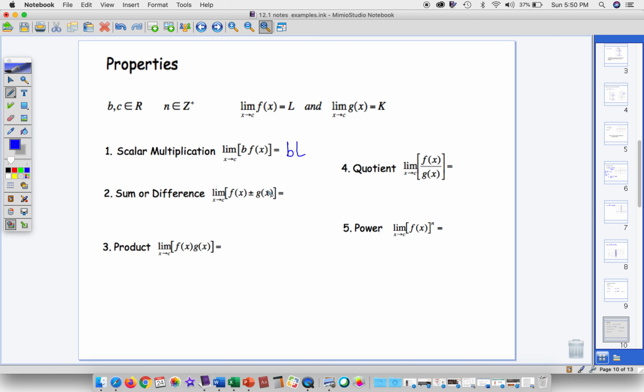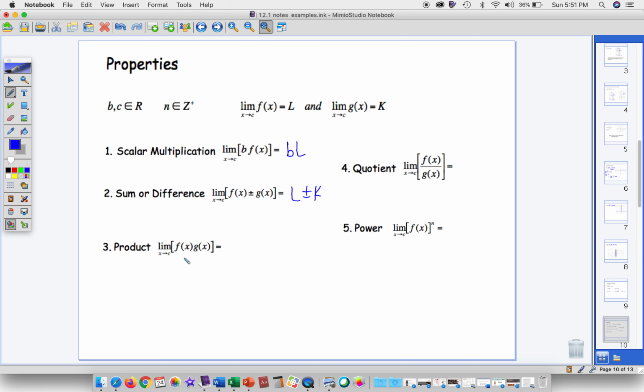Again, the properties just give you different ways of working with the limits. We can take the limit of f of x and then multiply b times that, rather than doing b times the function. For sum or difference, the limit as x approaches c of f of x plus or minus g of x, we can separate this into the sum or difference of the two limits. So it's equal to L plus or minus k. If it's easier to take the limit of each function and then add or subtract, you can do that rather than adding or subtracting the functions first.